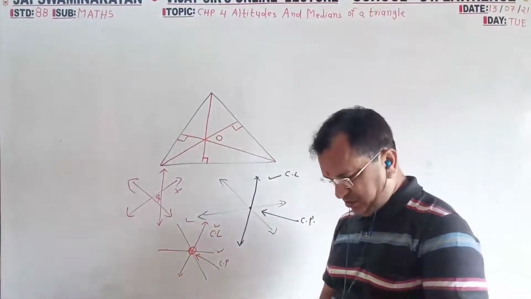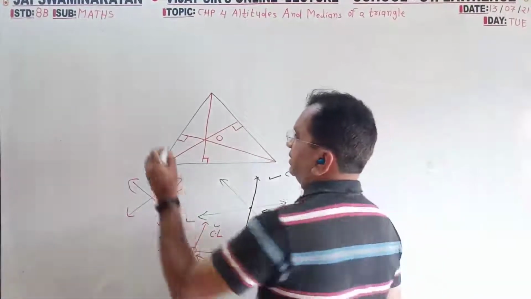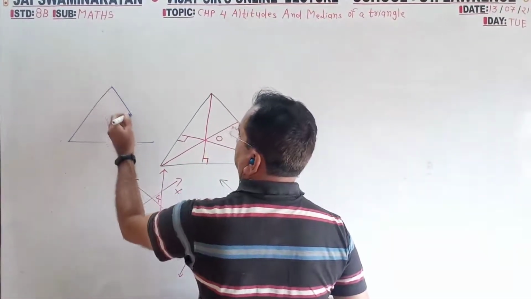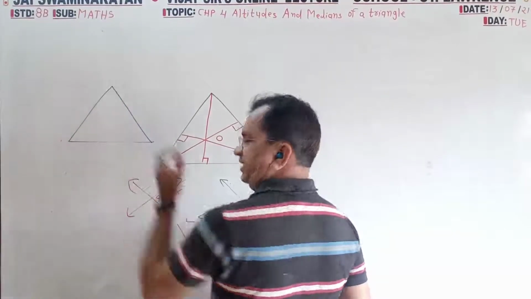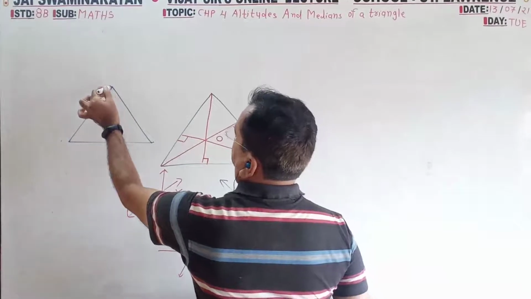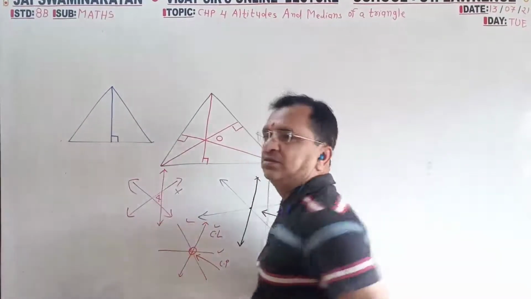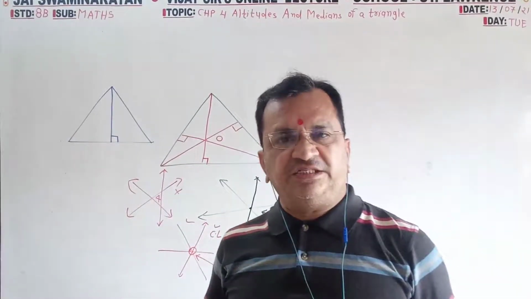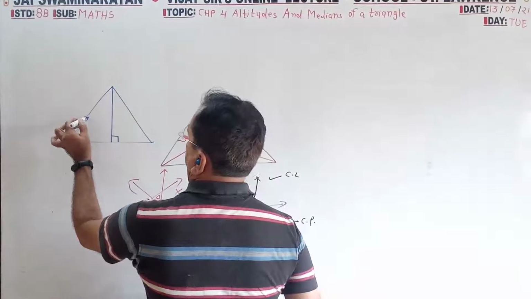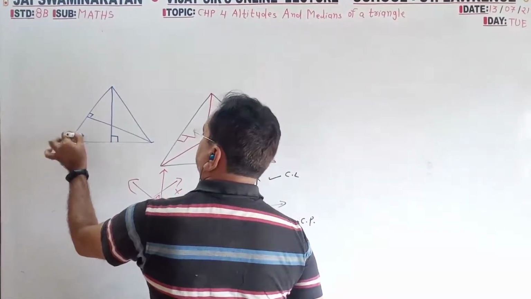Now again, for this altitude, what is the altitude of a triangle? From the vertices, draw a perpendicular line to the opposite side, it is perpendicular. From this point also you can draw a perpendicular. From this point also you can draw.